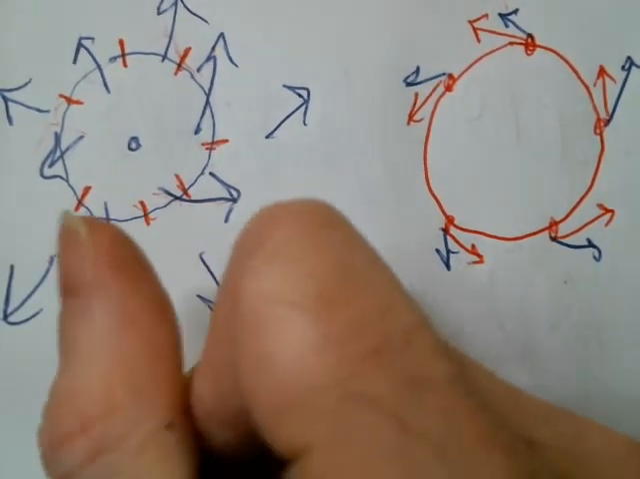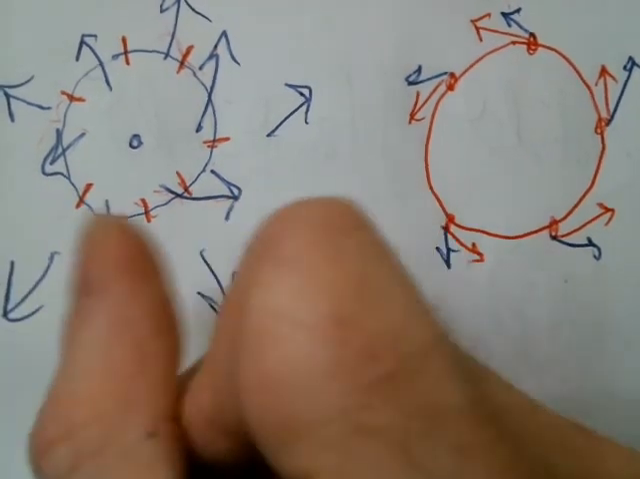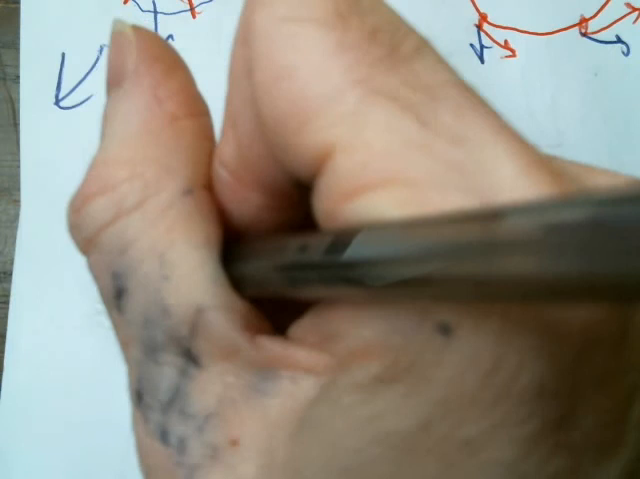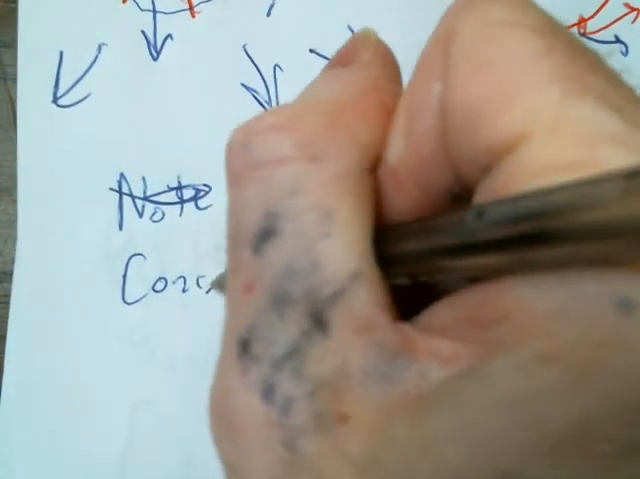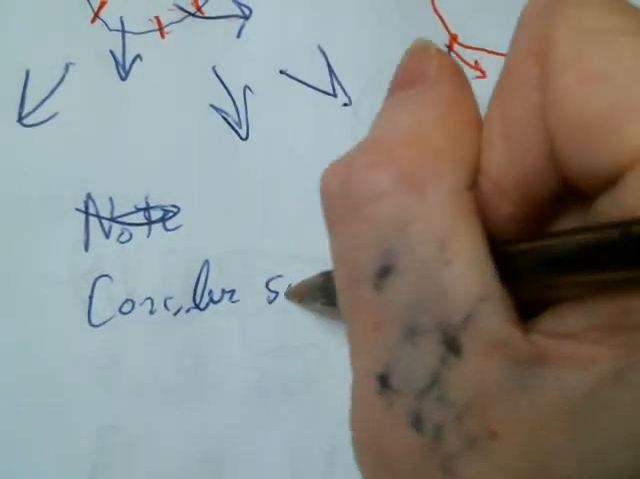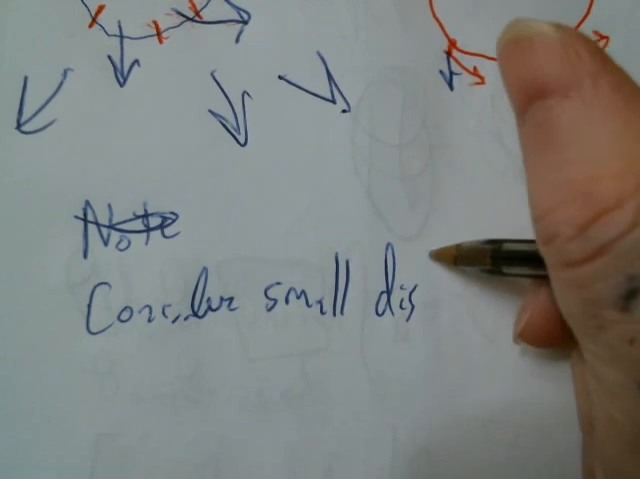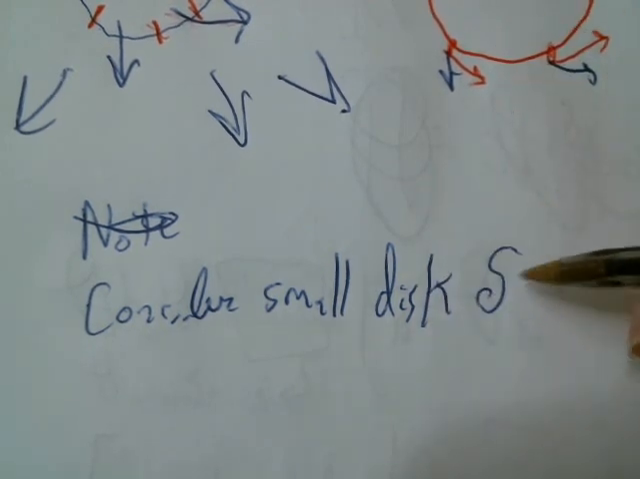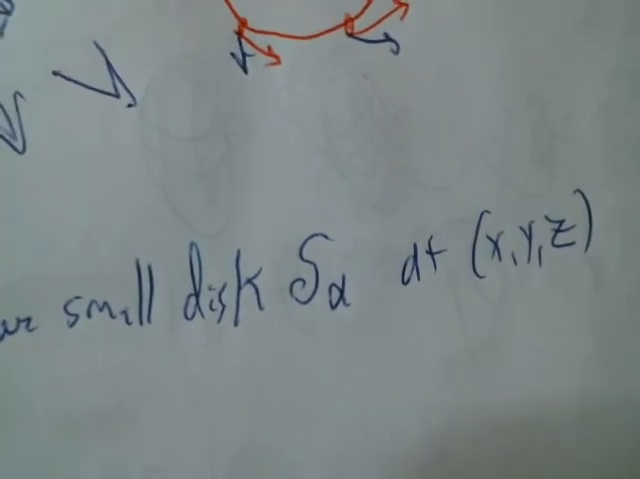So note, or rather, let's say, consider basically a small disk. So last time we were considering a sphere. Now we're going to consider a small disk, call it S sub alpha, at some point x, y, z on our surface.